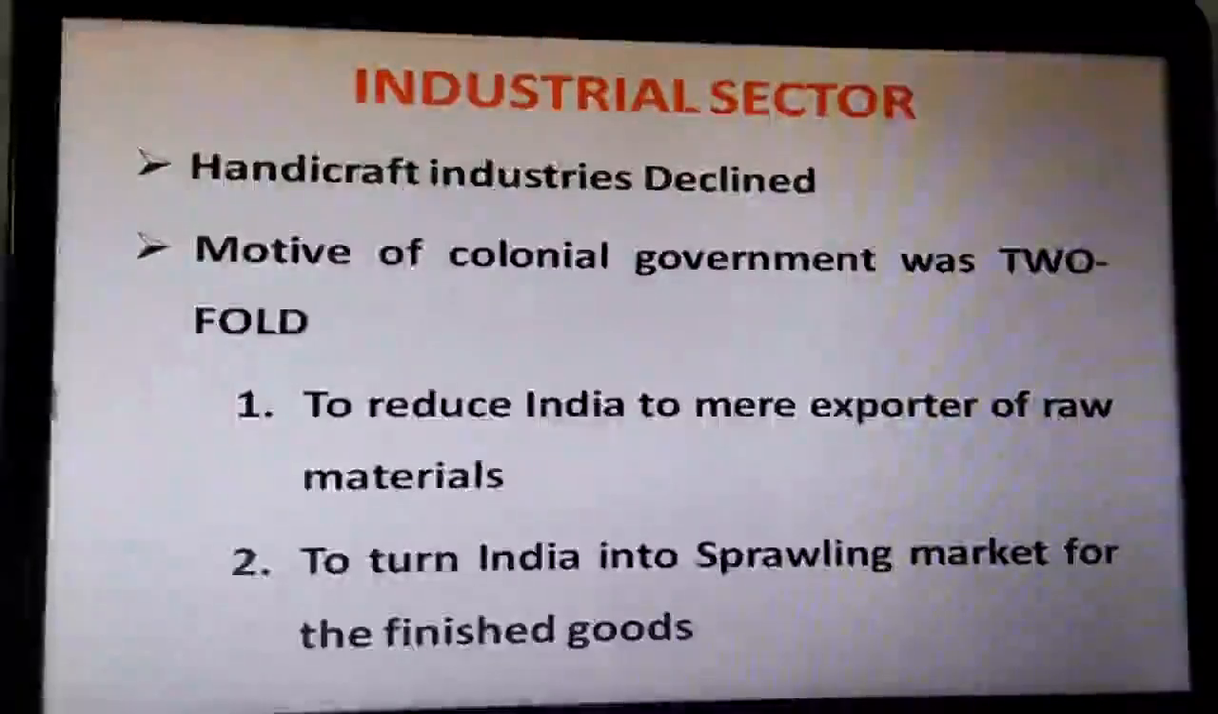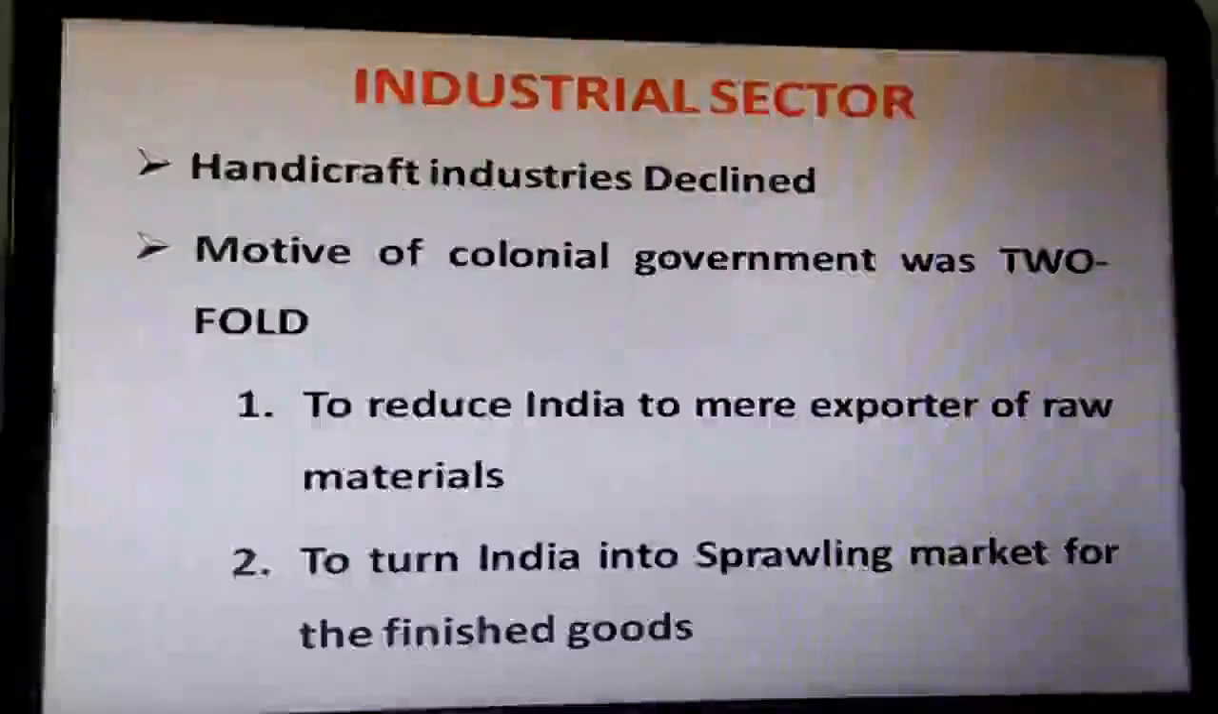Now let's study how the industrial sector was during the colonial rule. During the colonial rule, there was not much growth in this sector as well. Our famous handicraft industry declined. The main motive of the colonial government was twofold.